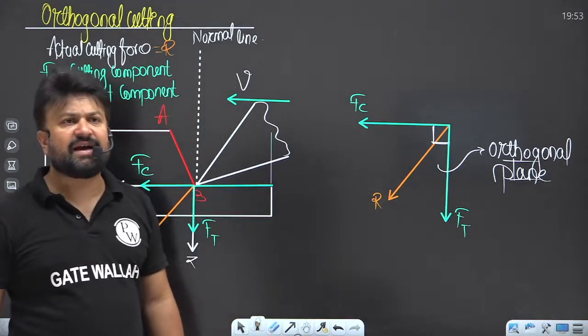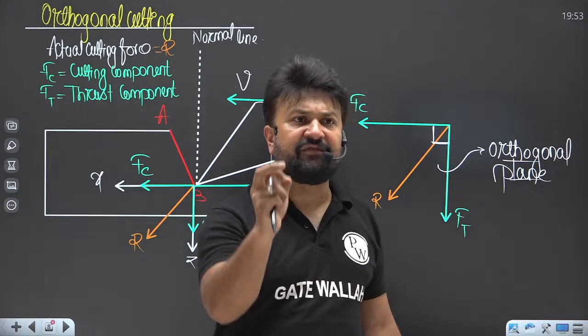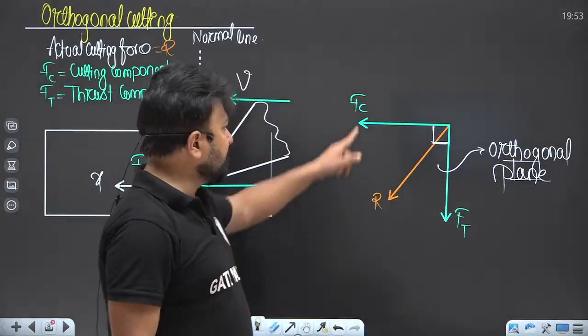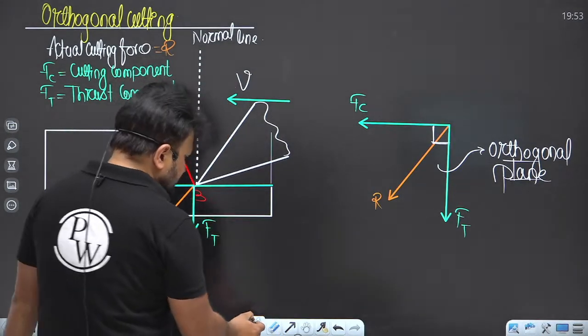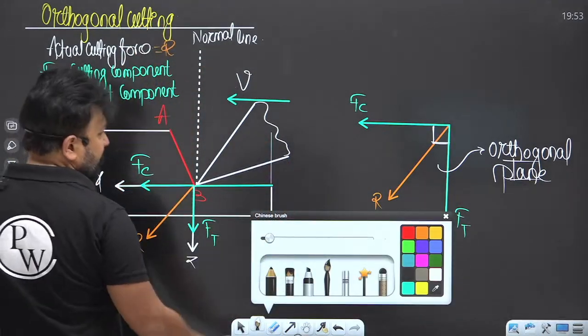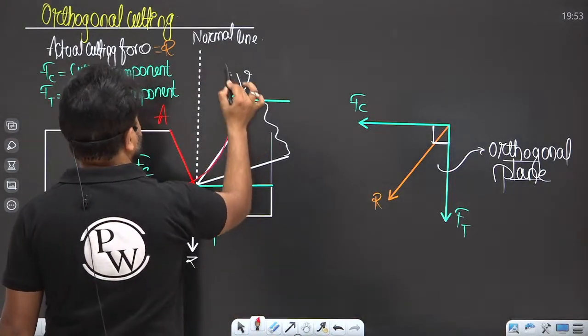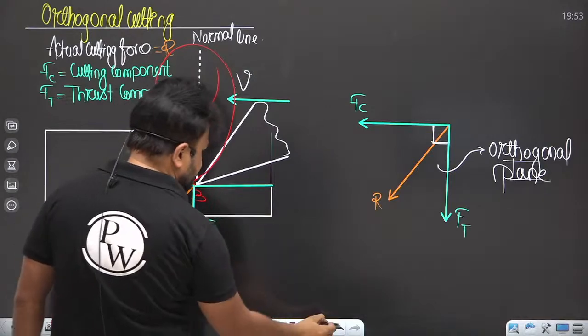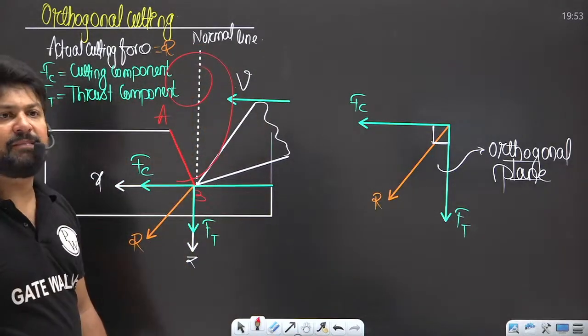Orthogonal plane, do you understand? Orthogonal plane is a plane where FC and FT will lie, which are perpendicular to each other. That plane is known as the orthogonal plane. Here, the condition of orthogonal cutting is that whatever chip is going to be produced, that chip will flow in the orthogonal plane.